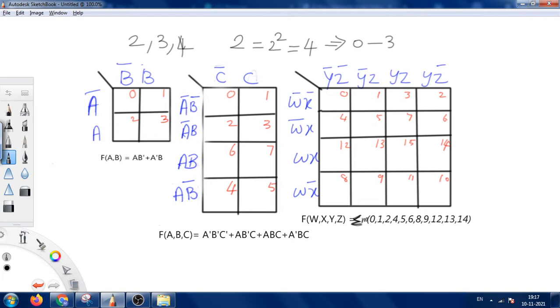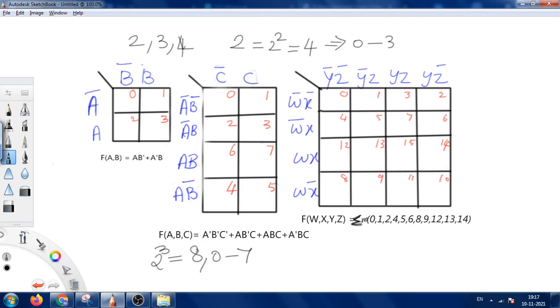Likewise for the 3 variable Karnaugh map we have 2 power 3 combinations, which is equal to 8, ranging from 0 to 7. We can see here in this map, this is a 3 variable map, the values are 0, 1, 2, 3. Then we have to skip one block and then we have to write 4, 5 and then 6, 7. So this is the numbering of this map.